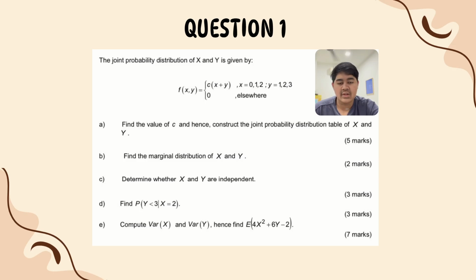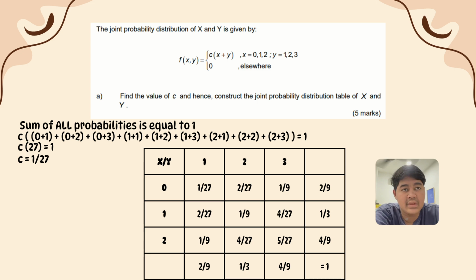how to solve step by step question number 1. So now let's head on to question 1a. The joint probability distribution of x and y is given by, as you can see in the screen. Question 1a, find the value of c and hence construct the joint probability distribution table of x and y.